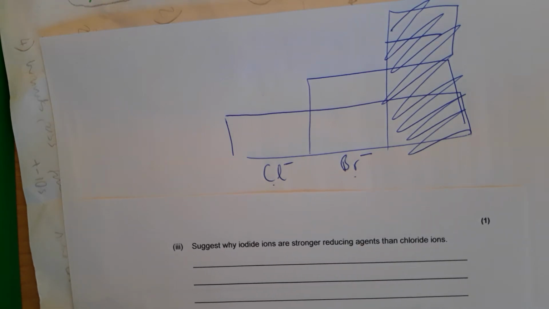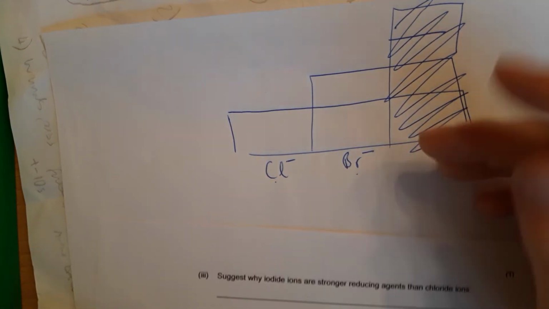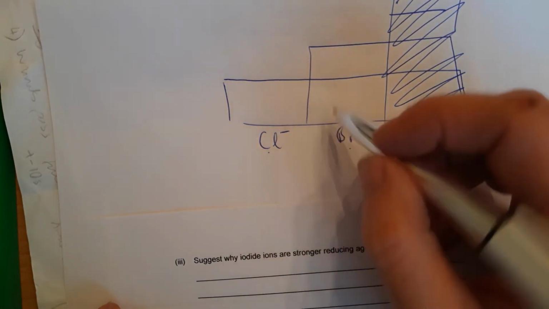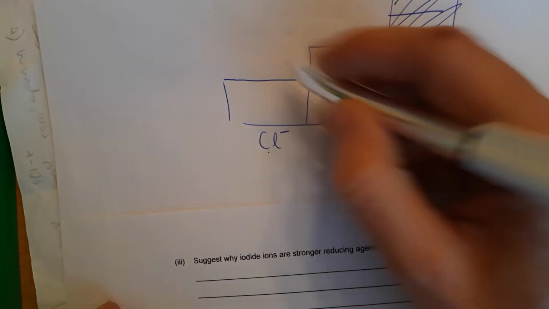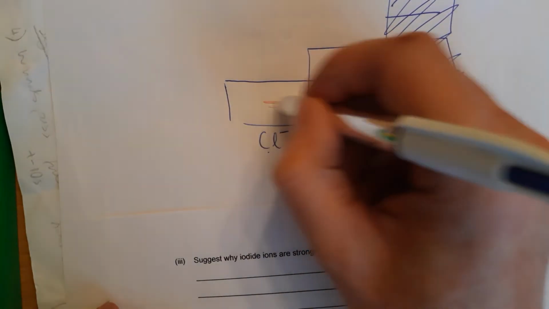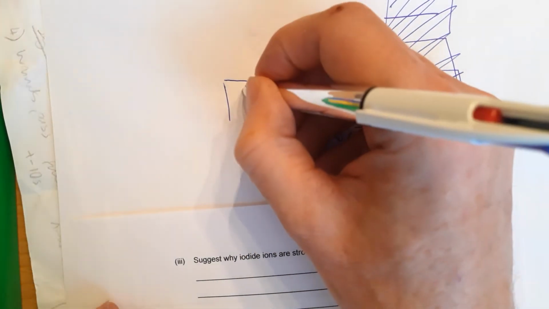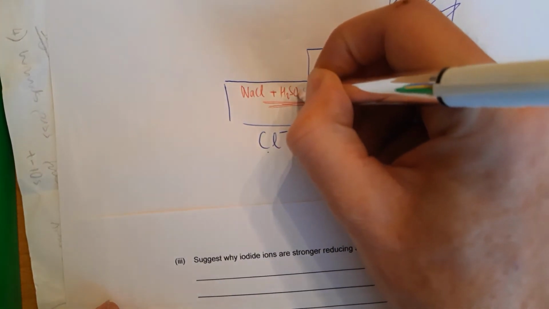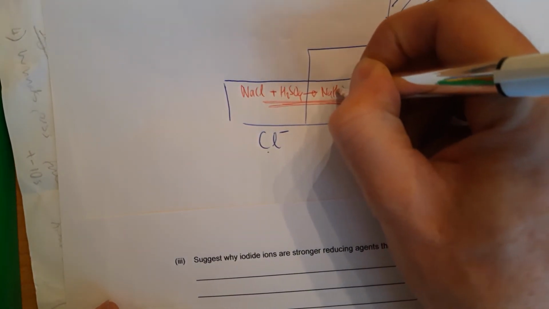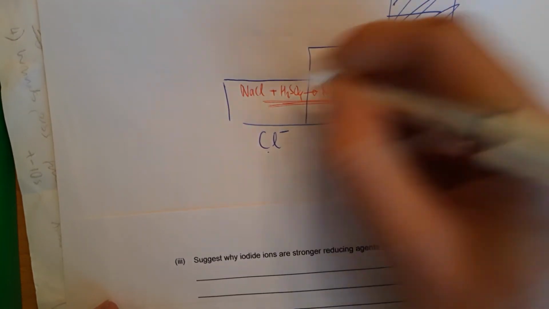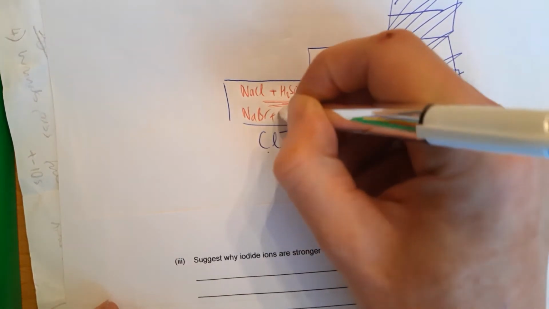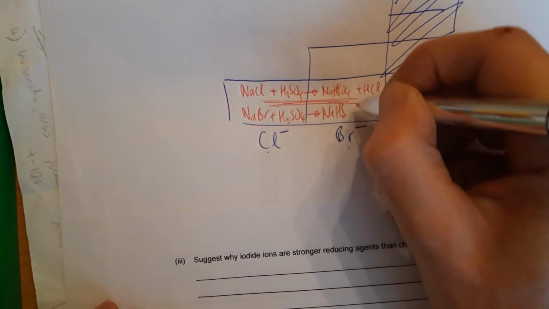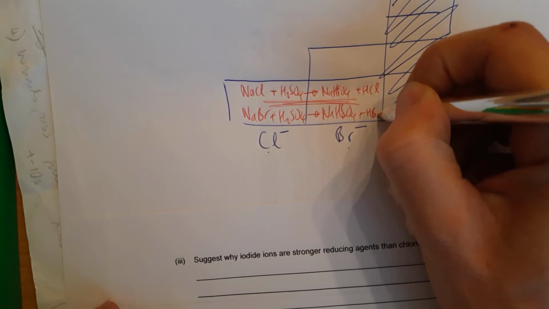All right, write an equation for this, and this is the one I got asked the question about. So it reacts in a different way. Well, they both react in this way. And this way is the way that you would get, so NaCl reacts with H2SO4 to make NaHSO4 plus HCl. And NaBr reacts with H2SO4 to make NaHSO4 plus HBr.